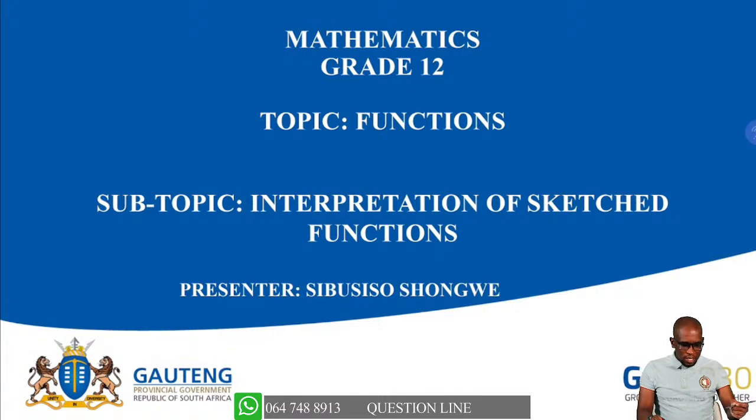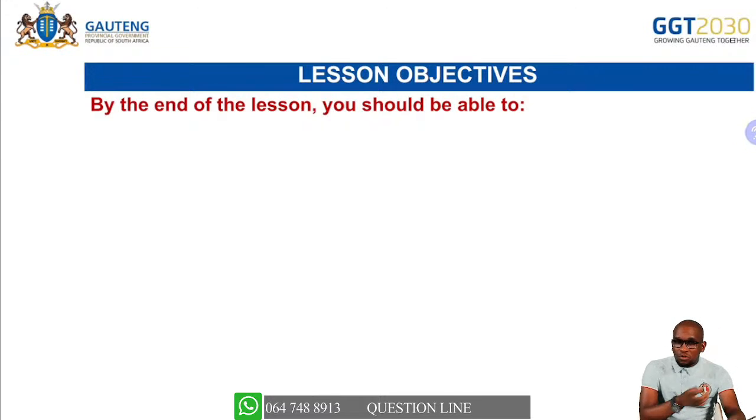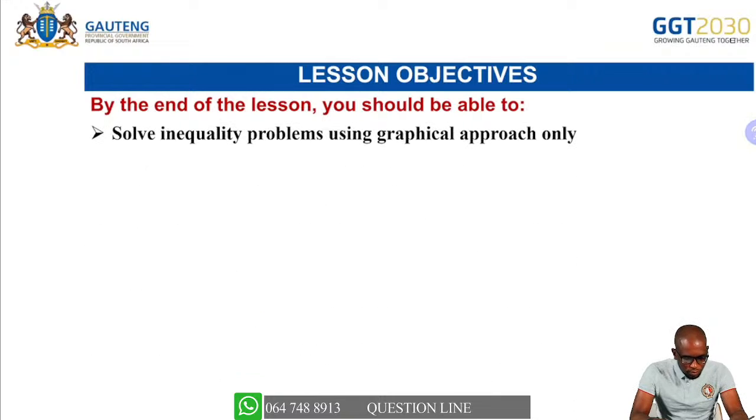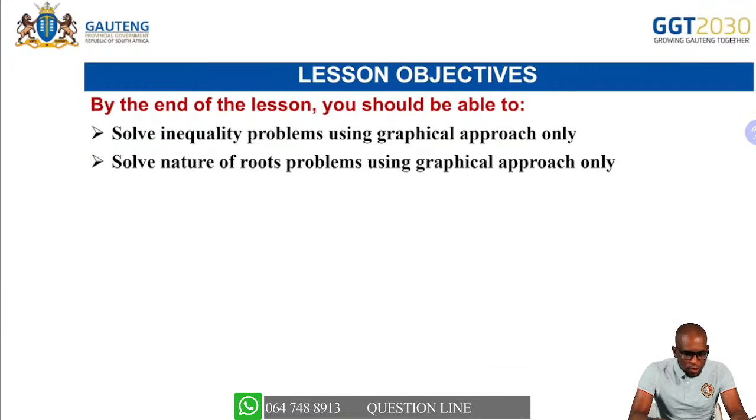Right, let's check the outcomes for today. By the end of this lesson, you should be able to solve inequality problems using a graphical approach. You would recall last week I started with this section, and then from there I could not finish, and I promised you that this week's lesson would actually start on those inequalities to show continuity between last week's lessons and today's lesson. Right, solve nature of roots problems using a graphical approach.